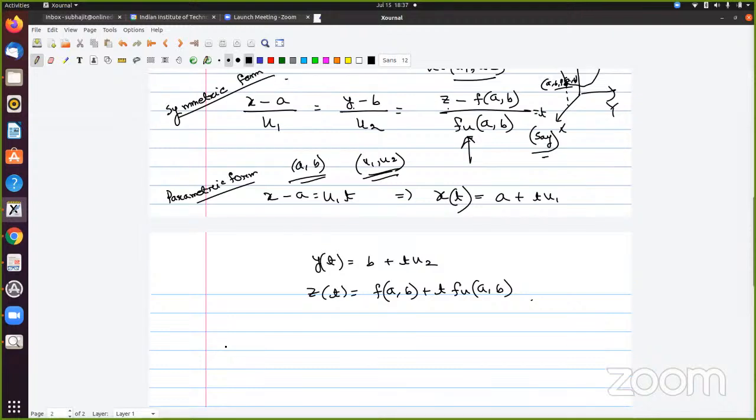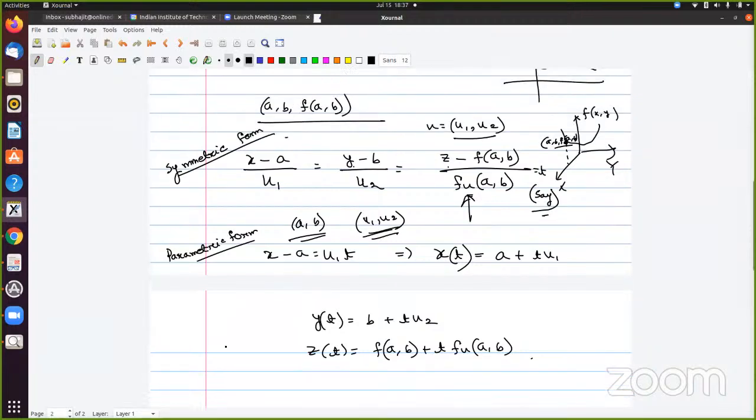I am not getting your question. Sir, in symmetric form, the first component you have written is x minus a upon u1. How have you written this x minus a? Because this tangent line has to go through the point a comma b comma f of a.